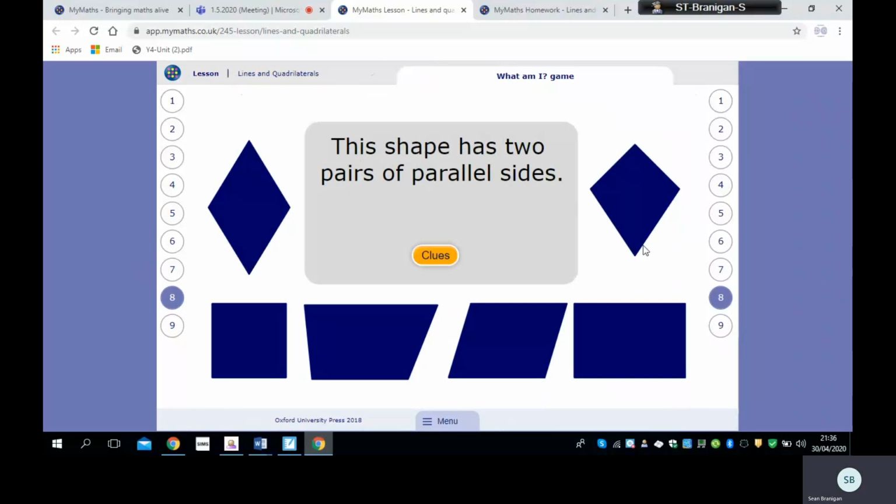Well, this kite doesn't have any pairs of parallel sides, because eventually the lines will meet up. The rectangle has 2 sets of parallel sides. So does the parallelogram. The trapezium only has 1 set of parallel sides, because these 2 would eventually meet up to form a triangular shape. The square has 2 sets of parallel sides, and so does a rhombus. So at the moment it's between rhombus, square, parallelogram, or rectangle.